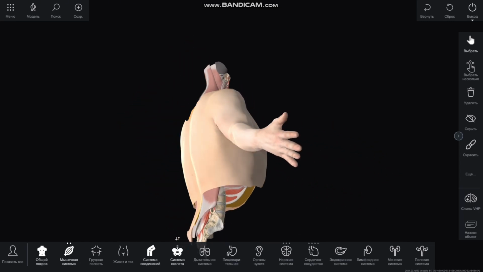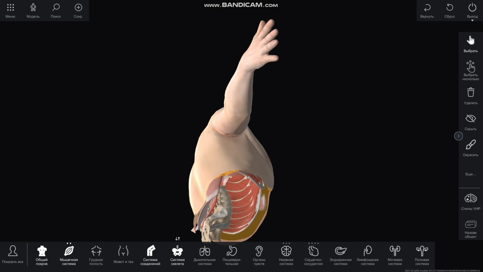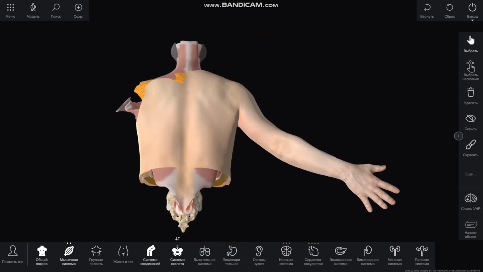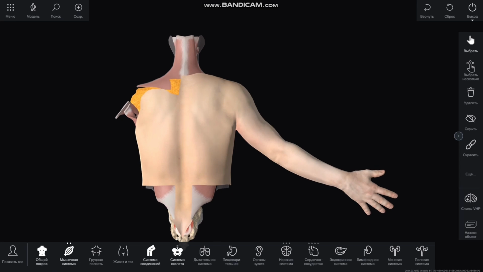There are many sebaceous glands in the skin, and when they are blocked in this area, a sebaceous cyst or atheroma often appears that requires surgical removal. So let's remove our skin.